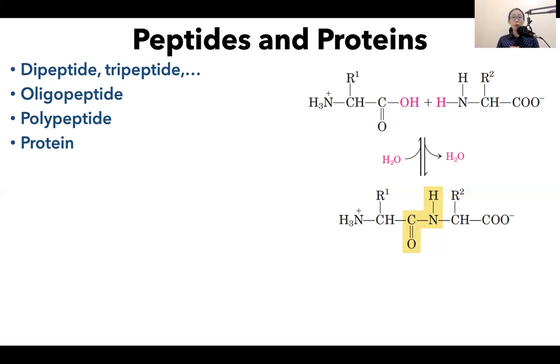Then we also have polypeptide, which some people interchangeably use with protein. Although there's a textbook that says for those peptide chains with a molecular weight of 10,000 Daltons or below, they are polypeptides. But if you have a higher molecular weight, higher than 10,000, then we classify them as protein. But again, the definition is very loose.